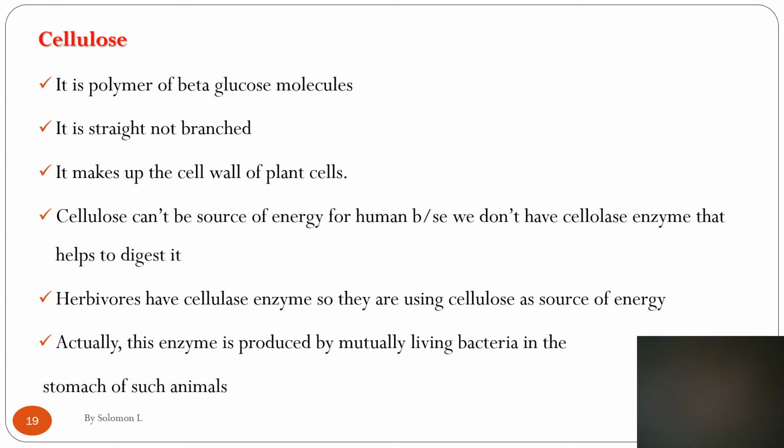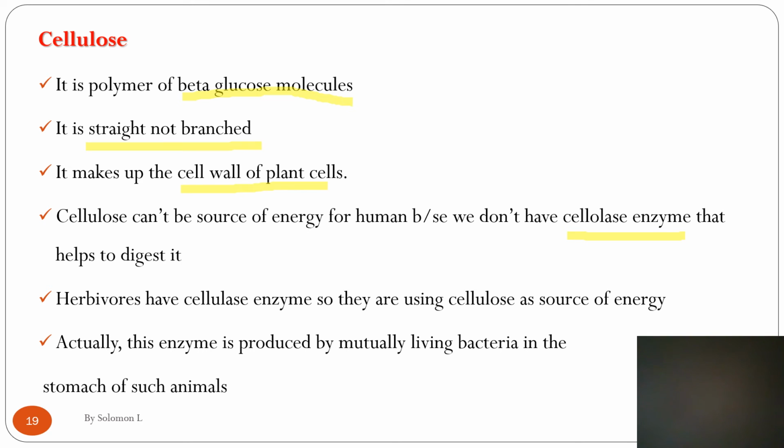Cellulose is the third polysaccharide, which is a polymer of beta-glucose molecules. Hope you remember the beta-glucose molecule. In the beta-glucose molecule, the OH group on carbon number 1 is found above the ring, or above the plane. This cellulose is straight and without any branch. This molecule makes up the cell wall of plant cells. Structurally, cellulose is important for the formation of the cell wall of plant cells. Cellulose cannot be a source of energy for human beings because we have no cellulase enzyme, which catalyzes the hydrolysis of cellulose into glucose molecules.